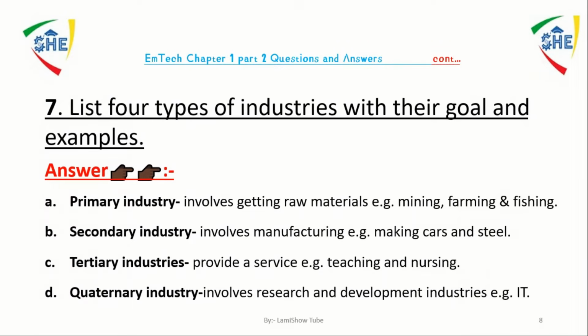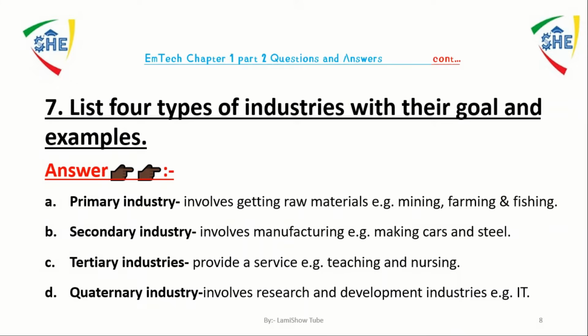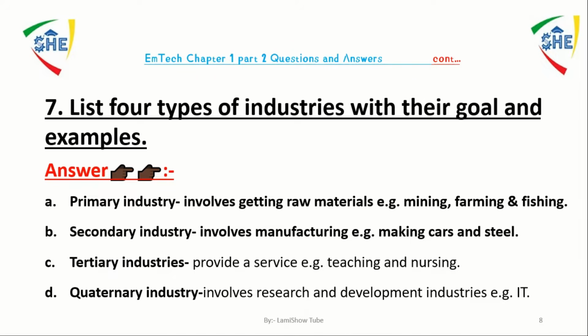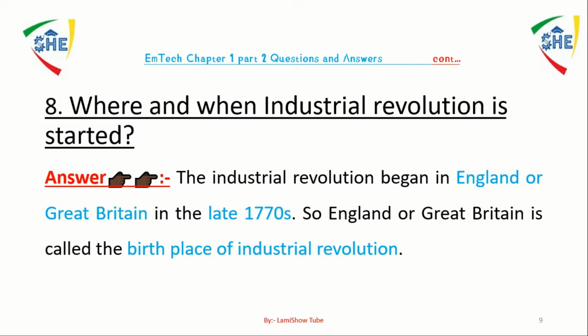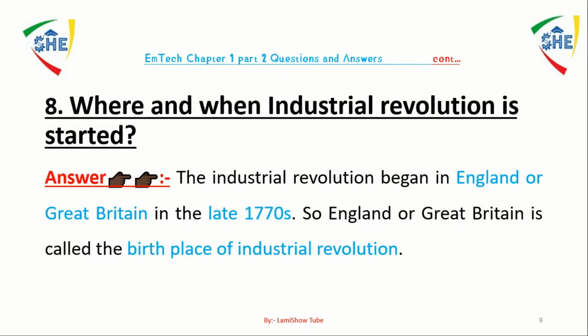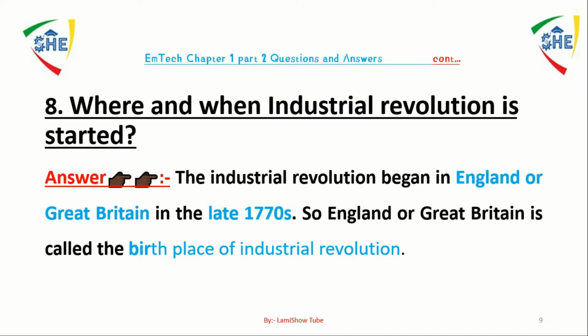Question number 7. List 4 types of industry with their goal and example. So these are types of industry with their function. Question number 8. Where did the industrial revolution start? As we know, industrial revolution started in late 1700 in England or Great Britain.